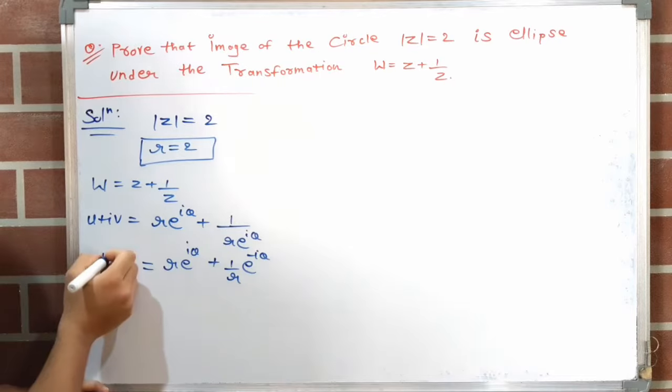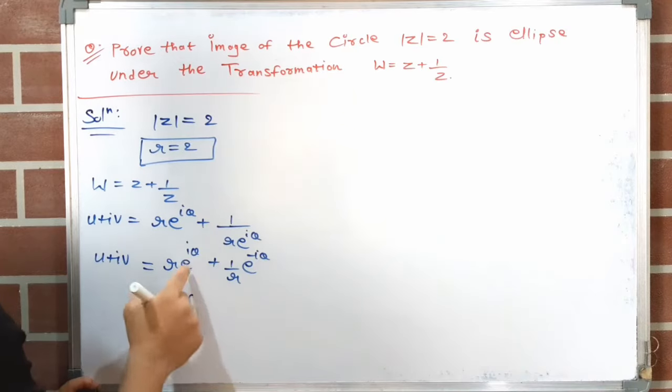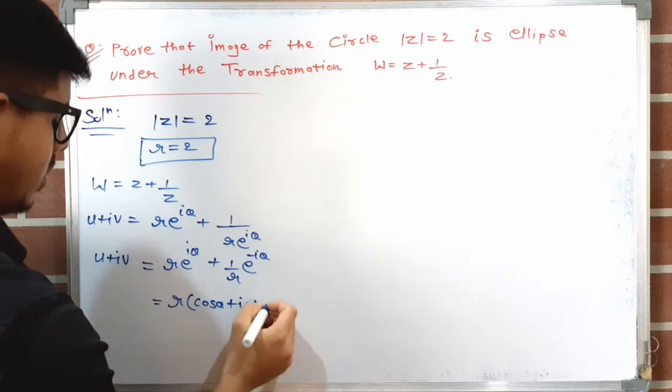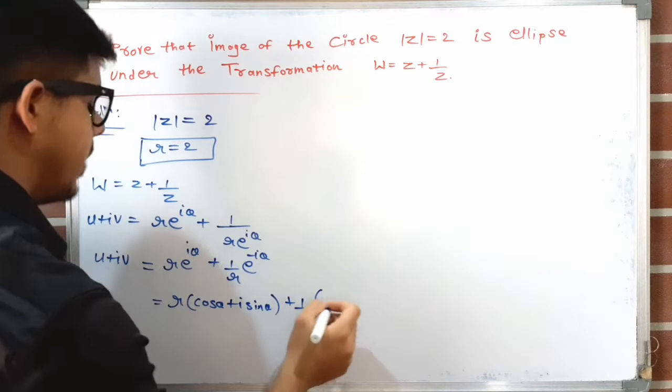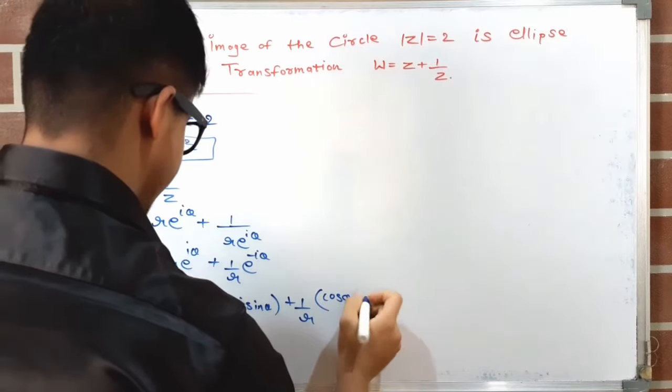So this is u + iv. Now you can see e^(i theta) can be written as cos theta + i sin theta, and e^(-i theta) can be written as cos theta - i sin theta.